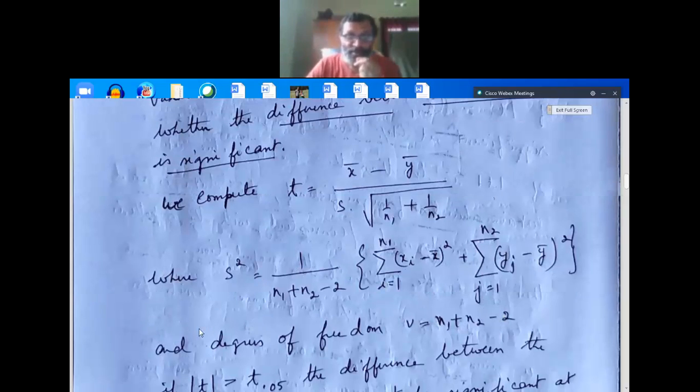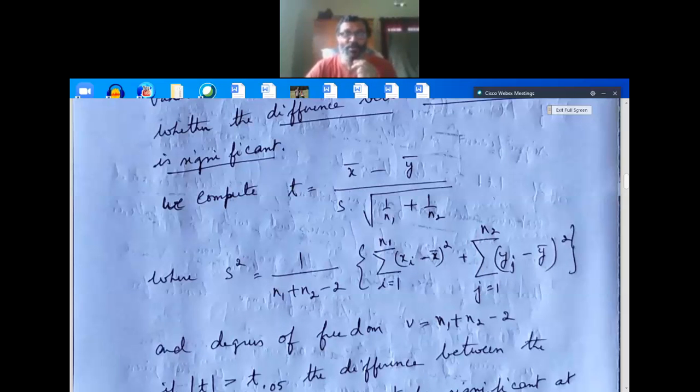s is calculated by this method, where s squared equals 1 by n1 plus n2 minus 2, into the sum over i equals 1 to n1 of xi minus x bar squared, plus the sum over j equals 1 to n2 of yj minus y bar squared. It looks complicated but it is very simple. This is the method to find s squared.